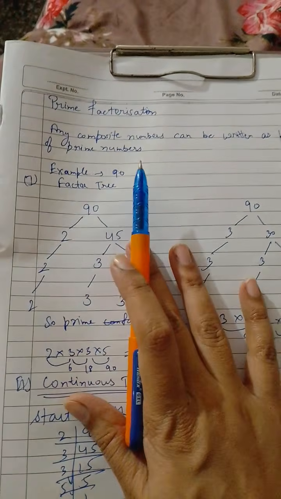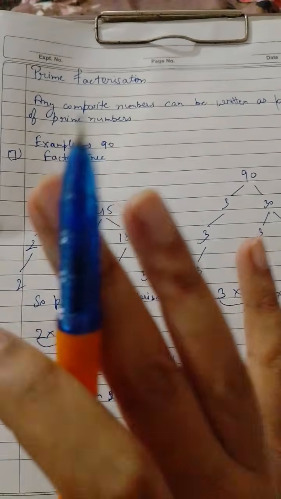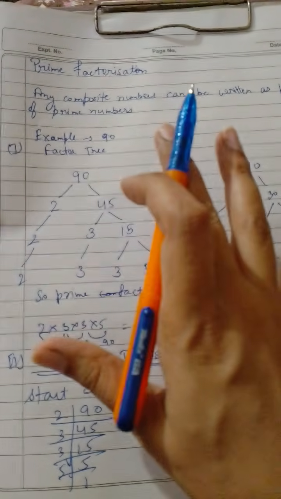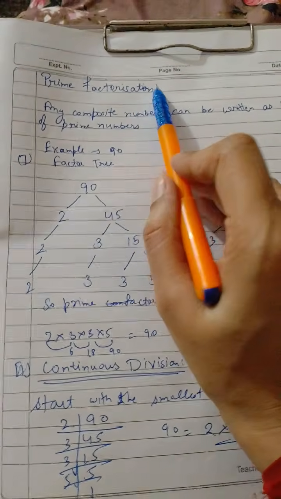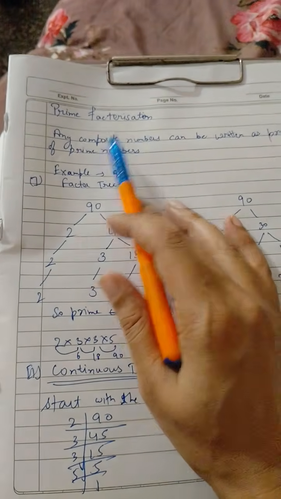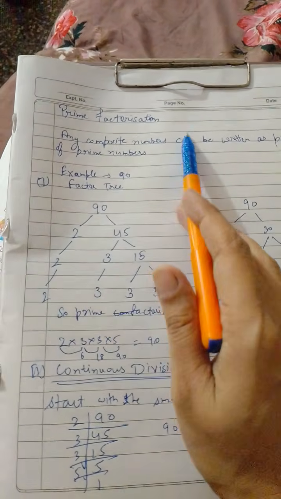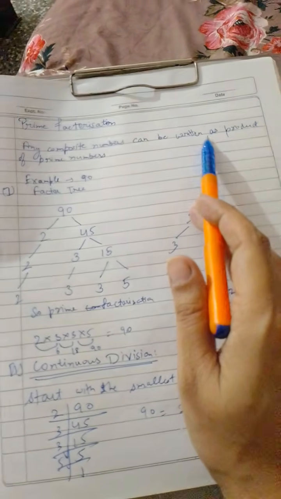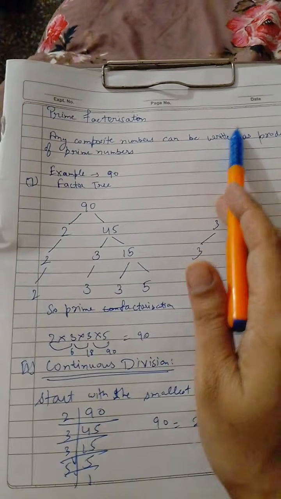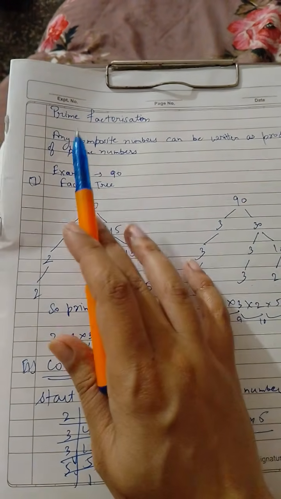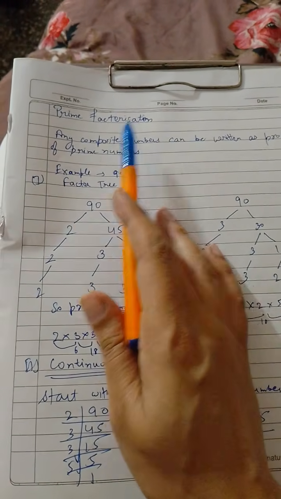Last time we were done with multiples, factors, co-prime numbers and composite numbers, everything. But today we start with prime factorization, which is very important. Any composite number, as I already told you, can be written as a product of prime numbers. When we make them a product of only prime numbers, that is called prime factorization.